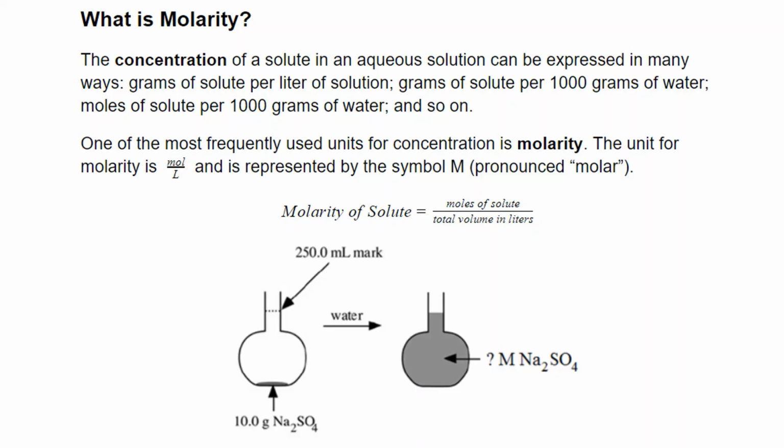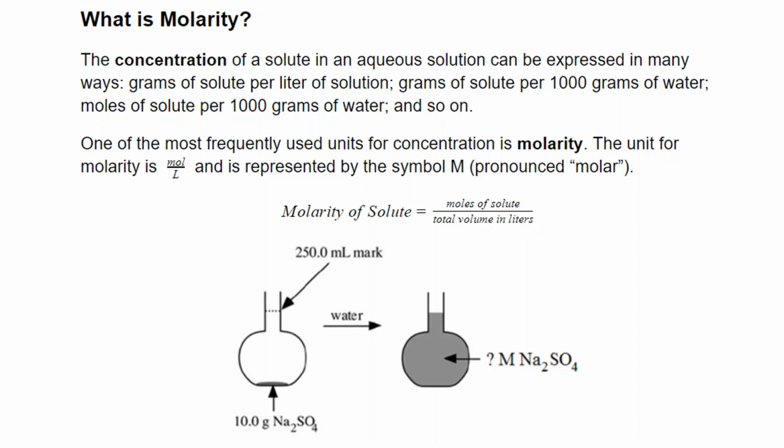So the concentration of a solute in an aqueous solution can be expressed in many different ways. So we could do grams of solute per liter of solution, grams of solute per 1,000 grams of water, moles of solute per 1,000 grams of water, and so on. The most frequently used unit in chemistry is molarity. So molarity is equal to moles over liters.